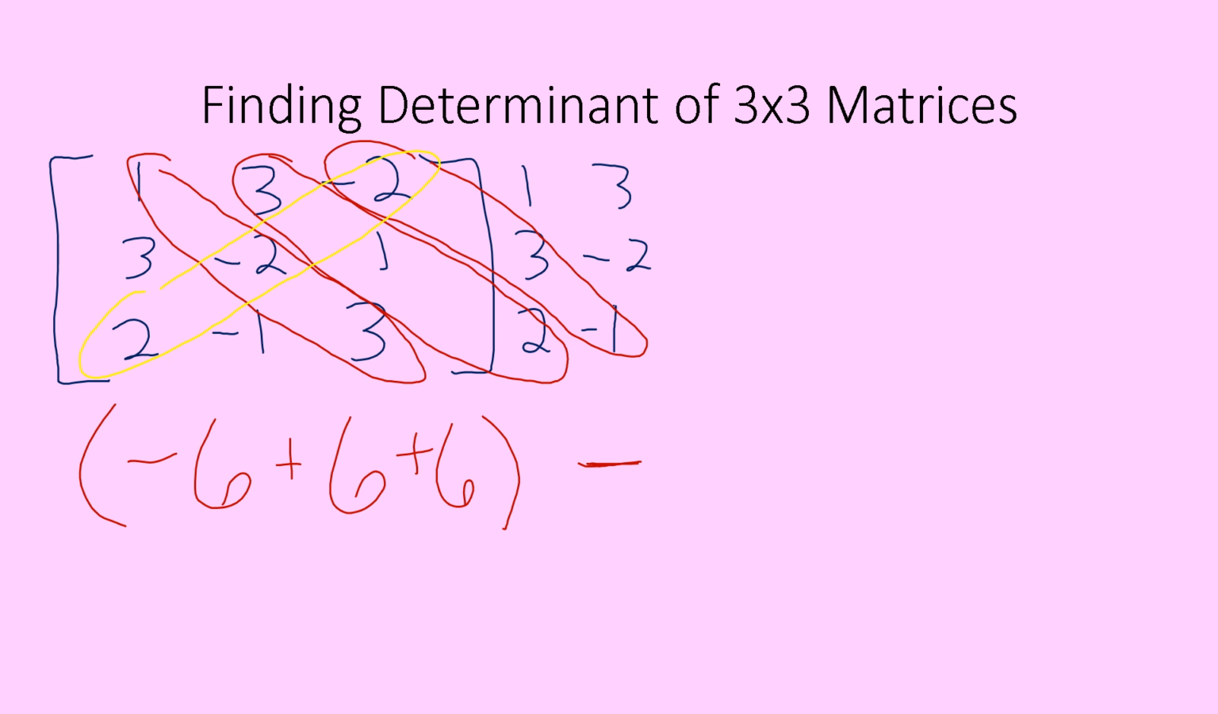So this answer would be +8. This would give us a -1, and this would give us a +27. Now when we add all these together, we'll have 6 minus 34, and that's going to give us -28 as our determinant. Remember that for the next problem.